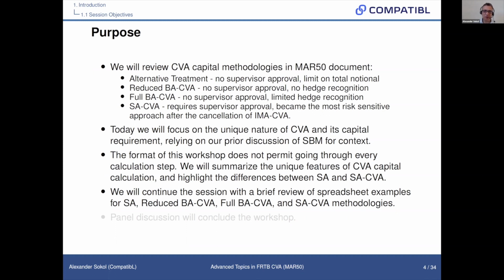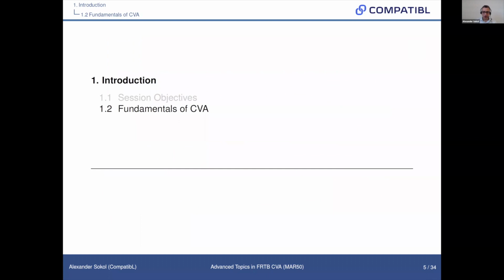If we included every single line in the regulation in the spreadsheet, it would become so complex that it would be practically useless. So there are some things that are not reflected there, which are outside of this example. This is a learning tool. This is not something you run in production, or even to get some guidance on how large your CVA is. It's just a very simple learning tool, right? And finally, we'll have a panel discussion.